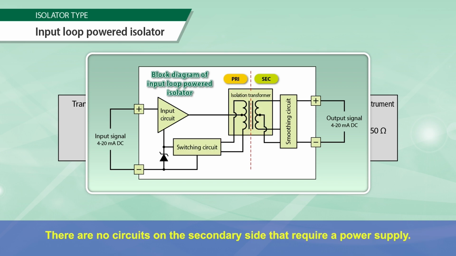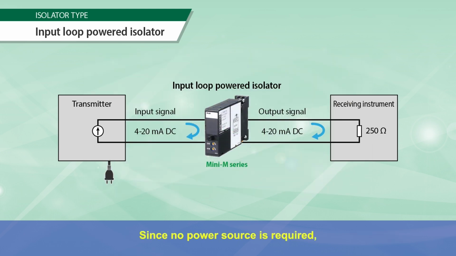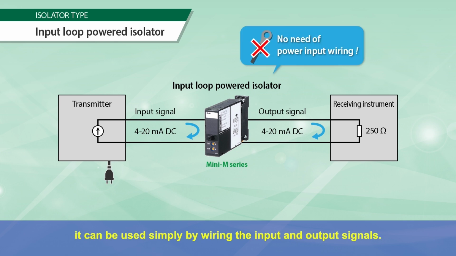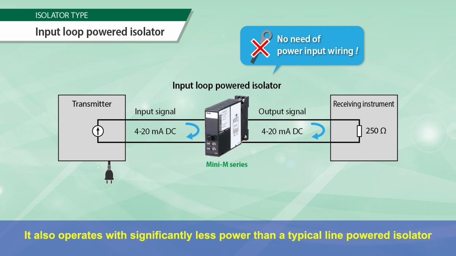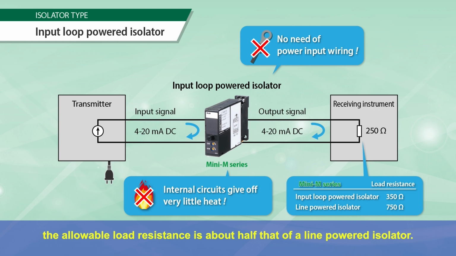There are no circuits on the secondary side that require a power supply. Since no power source is required, it can be used simply by wiring the input and output signals. It also operates with significantly less power than a typical line-powered isolator and generates almost no internal heat. However, since the loop power is limited, the allowable load resistance is about half that of a line-powered isolator.